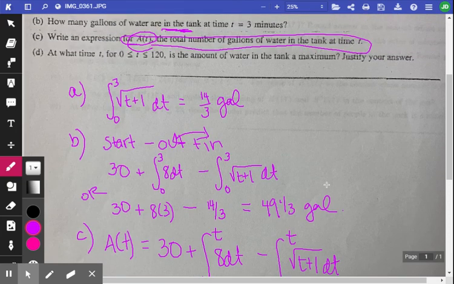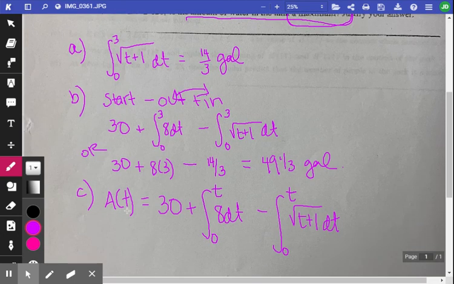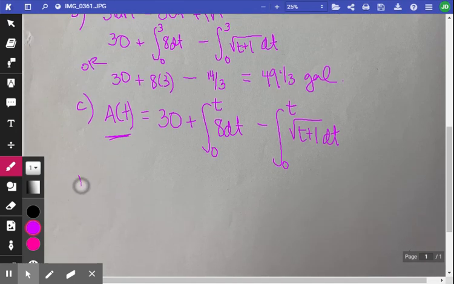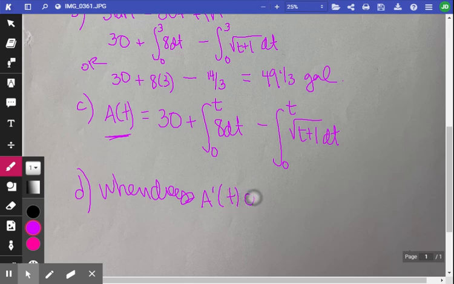Part D, now we get a little bit more complicated. At what time between 0 and 120 is the amount of water in the tank a maximum? Okay, so I try to stay in my lane and think about what it means to be a maximum. A maximum means the derivative changes from positive to negative. So if I just came up with an expression for the amount of water in the tank, I want to find out for part D when does A prime of T change from positive to negative? That's what I'm looking for.